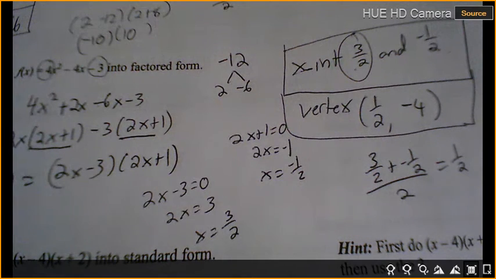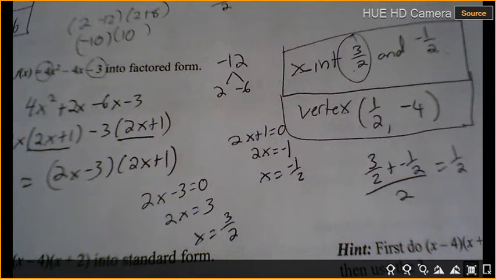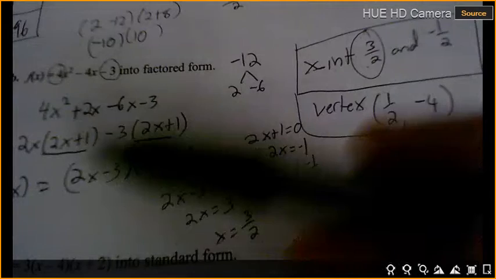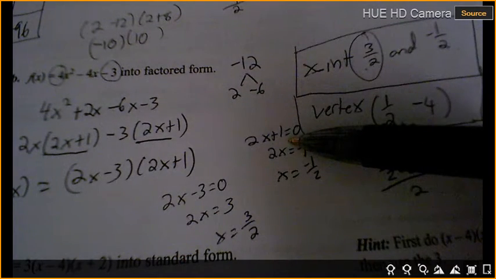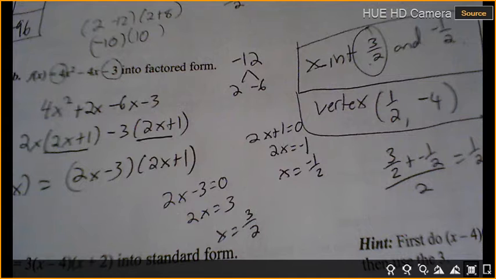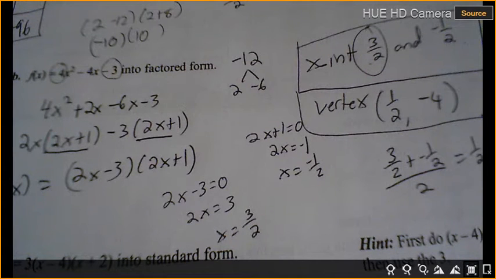Okay, so both come right after we got these two right here. So then I set each one equal to 0 and solved for x. Those are my x-intercepts. I added those two things together, divided by 2, and I got 1/2.